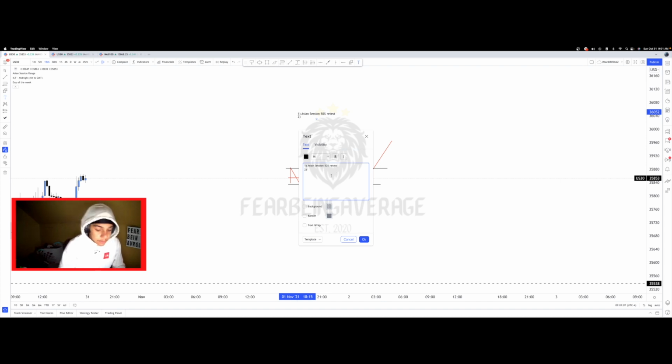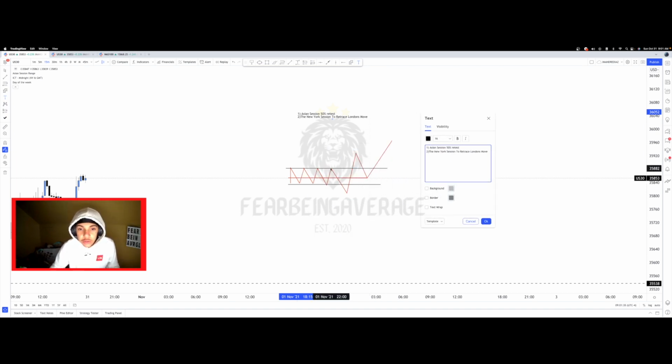I'm also looking for the New York session to retrace London's move. So like I said, I'm looking for a New York session to have a retracement, and I'm looking to continue the London session's trend. So just like this, we had this London session, we broke lows, had a false break, then we traded higher. New York session, we're coming to retrace London's move to move higher.